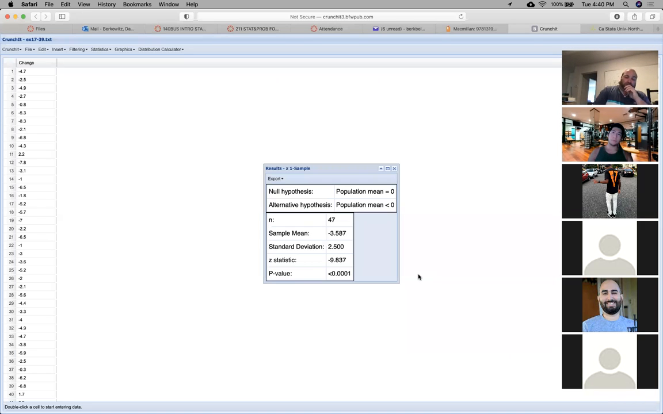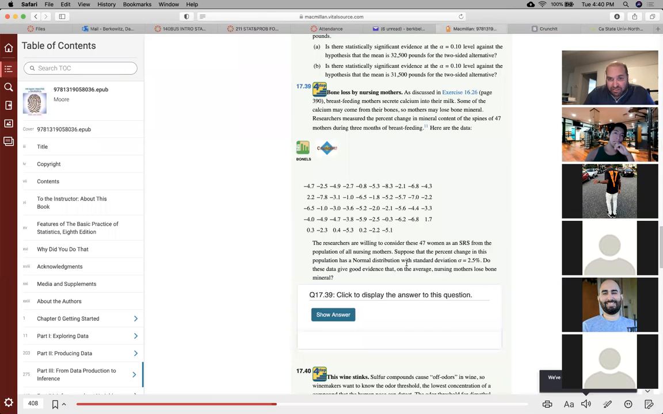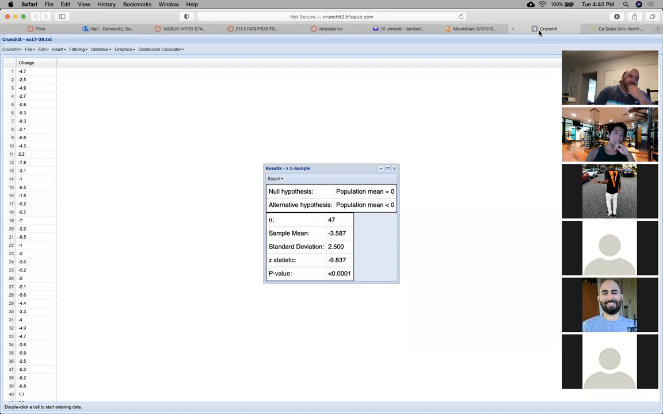What is my P? Less than 0. My P-value is what? Go ahead. What's my P-value? Less than 0.0001. Now, in the last example, alpha was 0.10. In this example, they don't really give me an alpha. So how do I know whether to reject or not reject the null hypothesis?